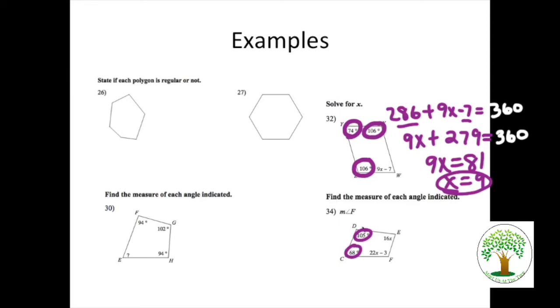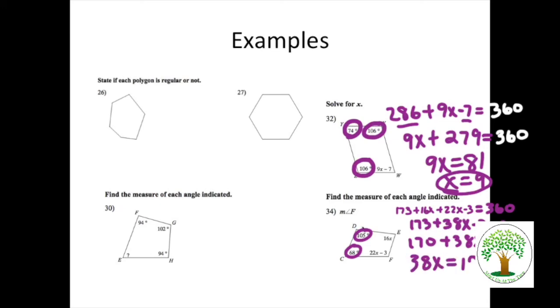How many people have added that up already? All right. I got 173 plus 16x plus 22x minus 3 equals 360. I got that also. You guys are doing great. 360 minus 170 is how much? Tell me what you got though. You're ahead of me. So what is 360 minus 170? 190. Yes, 190. So 38x equals 190.